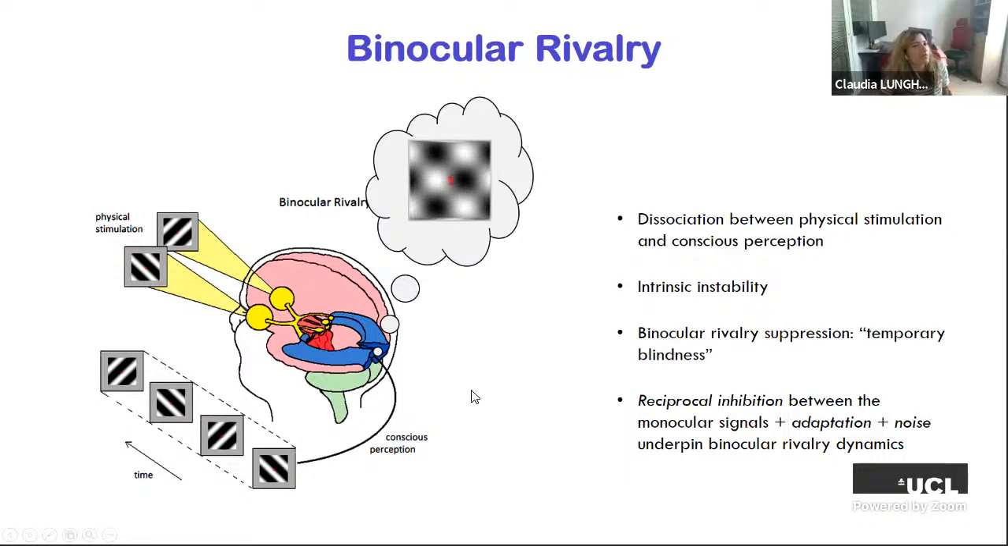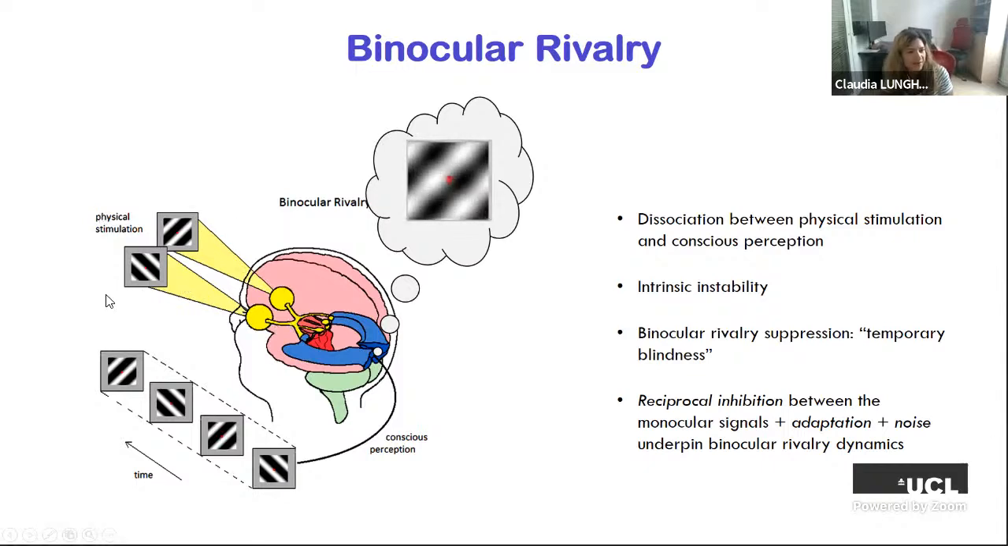So the figures you've seen before, the ambiguous figures, what engages the competition is a high level interpretation of the image. In the case of binocular rivalry, the competition arises between monocular images, because binocular rivalry happens when two different images are simultaneously displayed to the two eyes. So for example, in this cartoon, you see that one eye receives the image of the grating, while the other eye receives an image of the grating that is oriented in an orthogonal orientation.